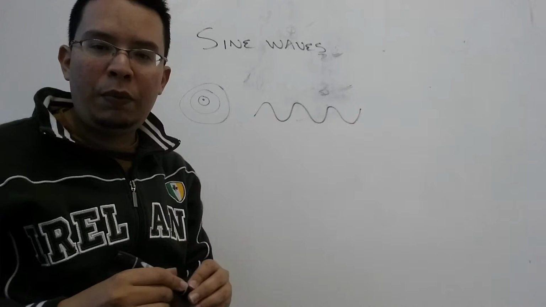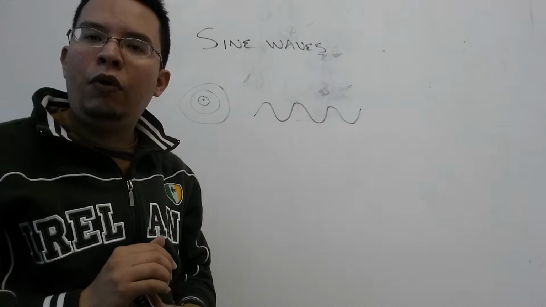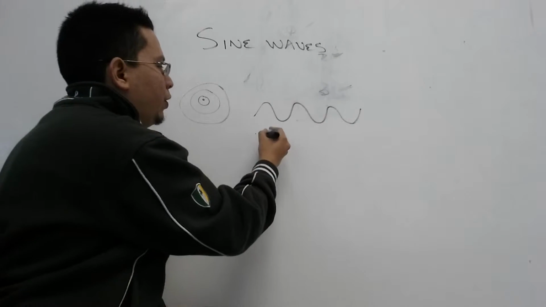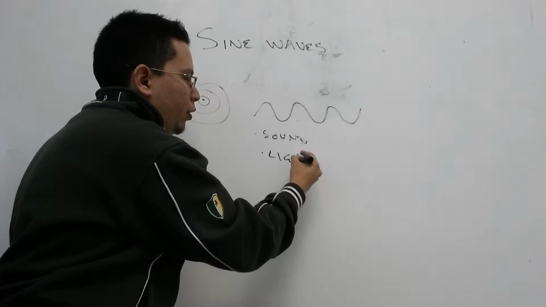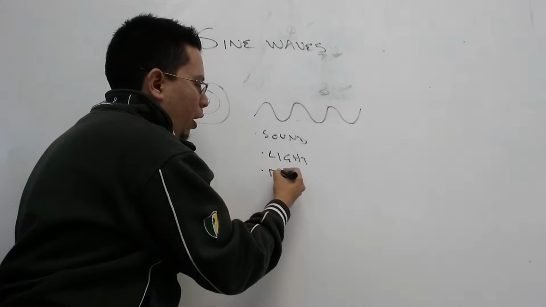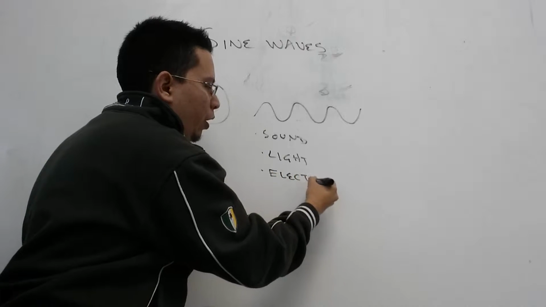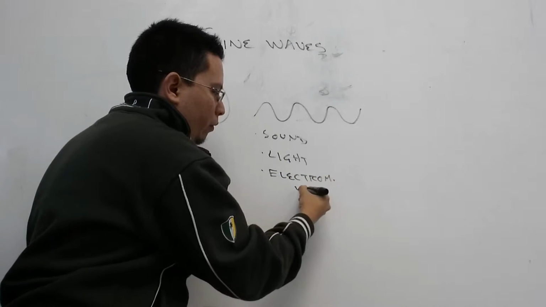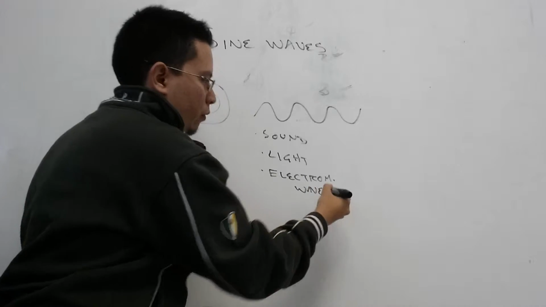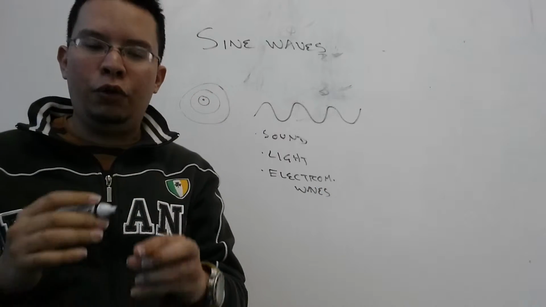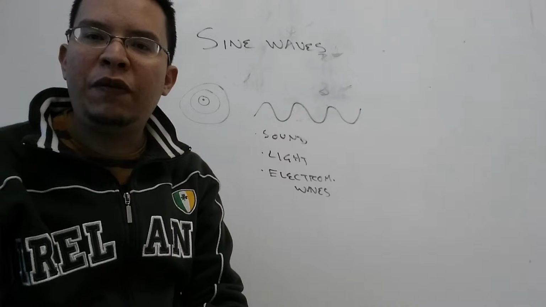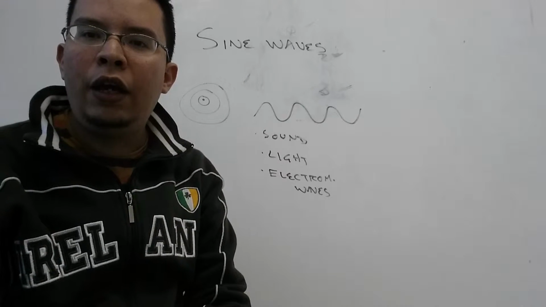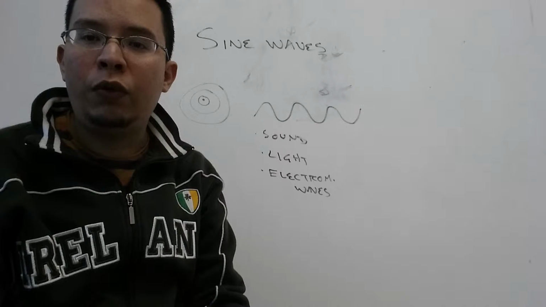Sine waves are things that can be found naturally in nature and that are represented by things such as sound, light, and electromagnetic waves. All of these examples are perfect instances of how sine waves can be found in nature. And we'll be learning about sine waves and what they mean.